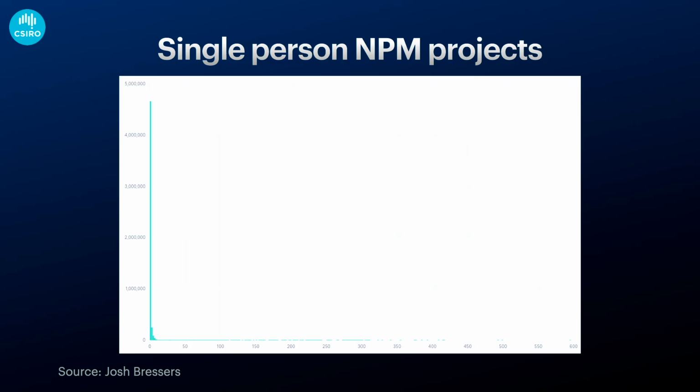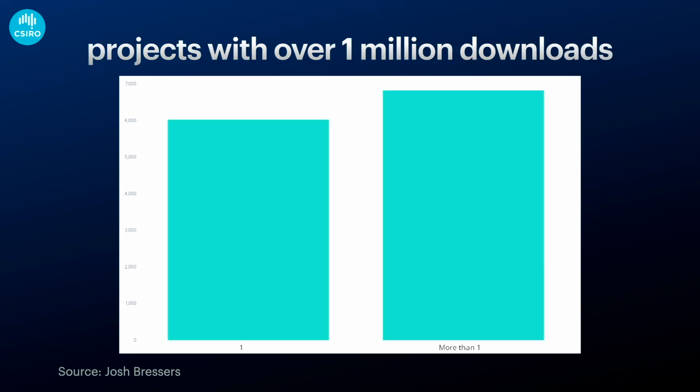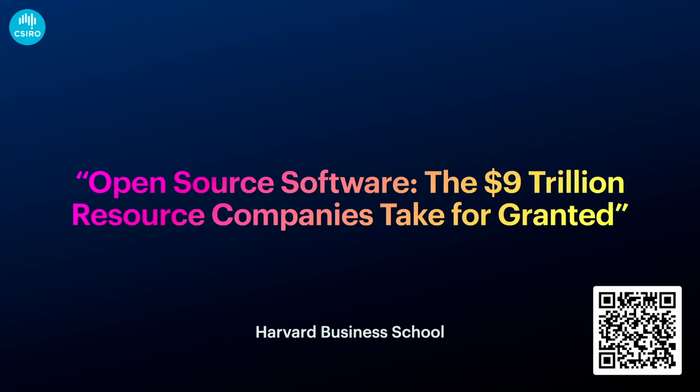The next one is essentially projects with over 1 million downloads. If we calculate just projects with over 1 million downloads, it's nearly 50-50 that these projects only have one single developer developing on it. And a little quote from Harvard Business School: Open source software, $9 trillion resource companies take for granted.